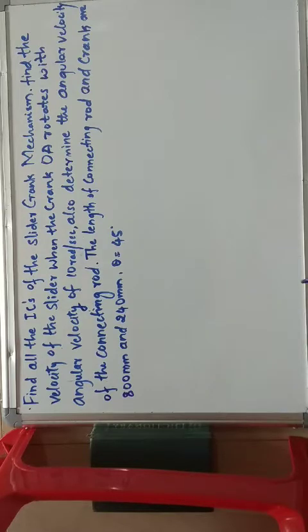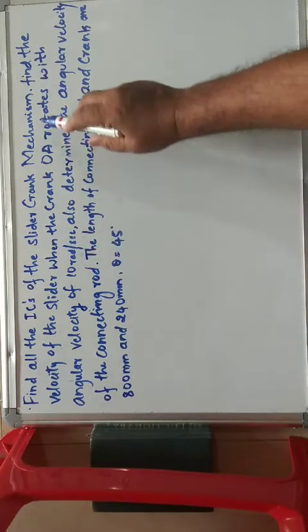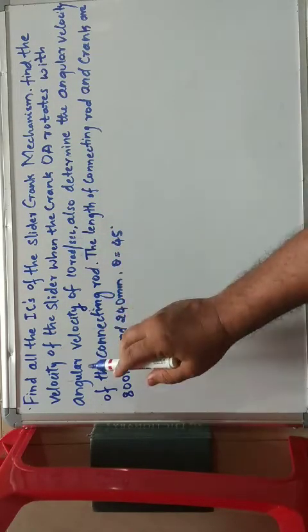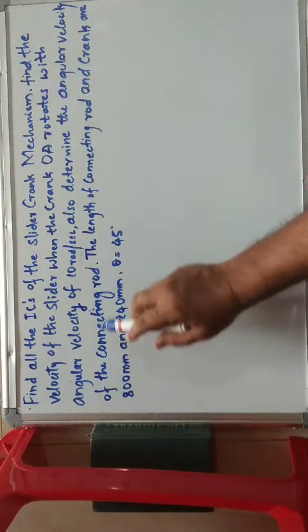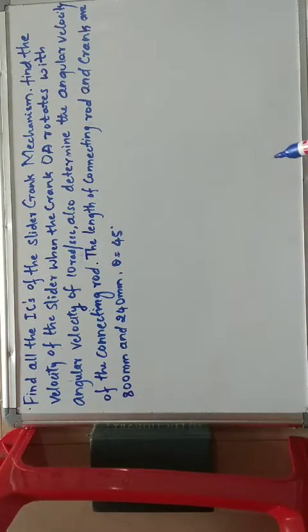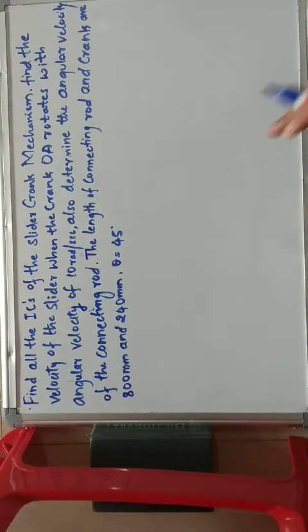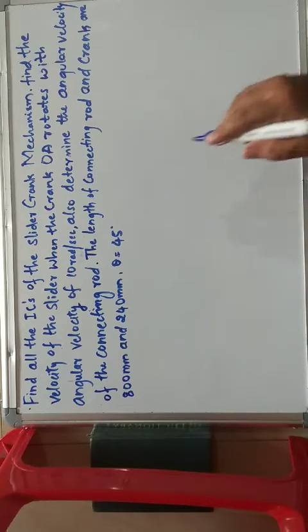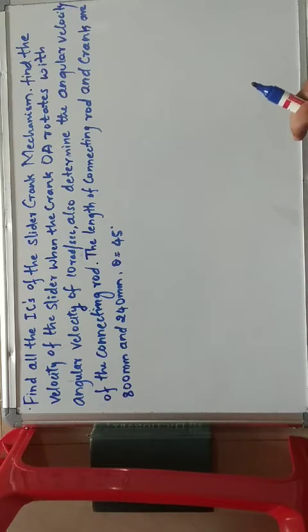The problem goes like this: find all the instantaneous centers of the slider crank mechanism. Find the velocity of the slider when the crank OA rotates with an angular velocity of 10 radians per second. Also determine the angular velocity of the connecting rod, because the connecting rod will be oscillating. So the angular velocity of the connecting rod we are supposed to find.